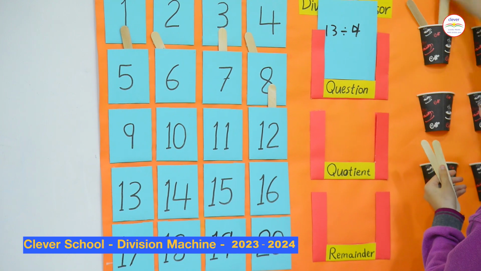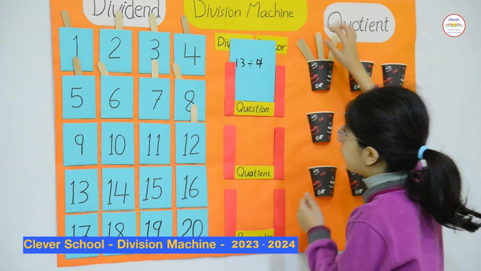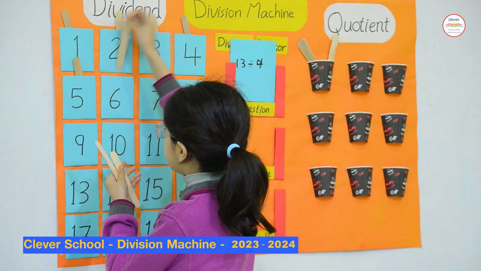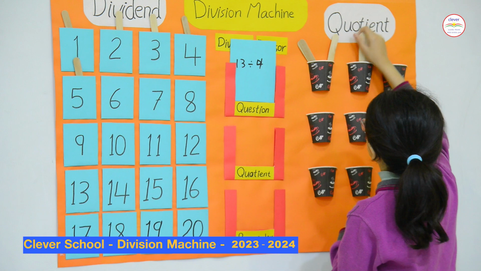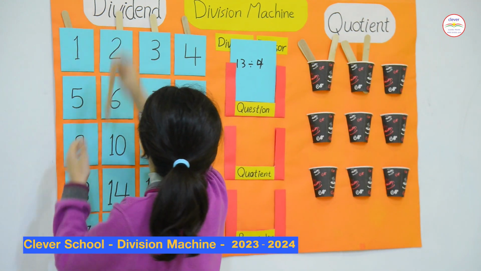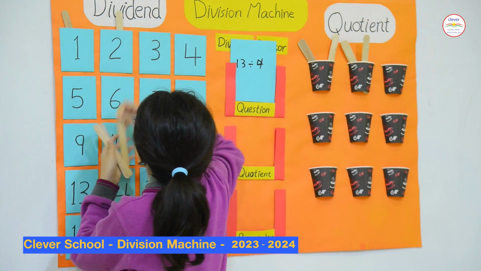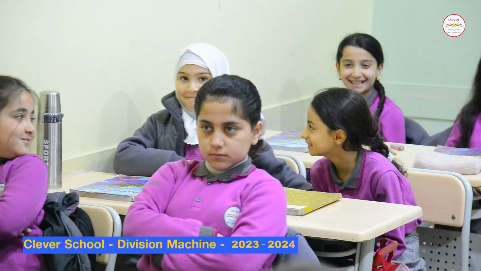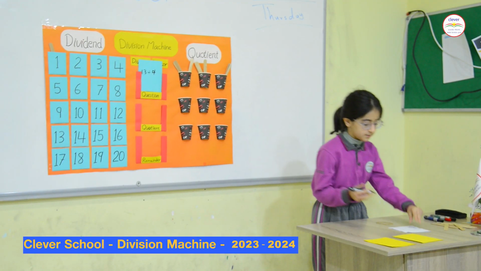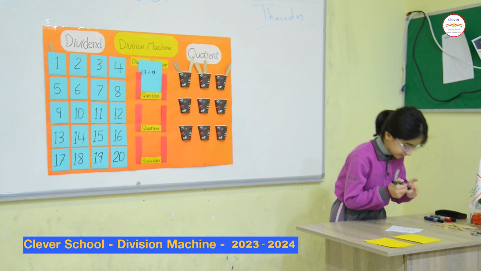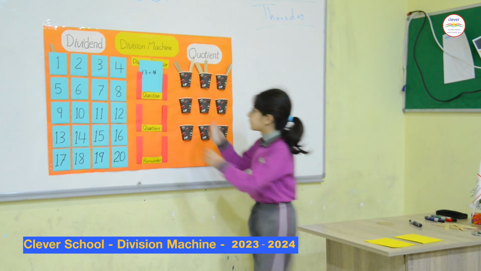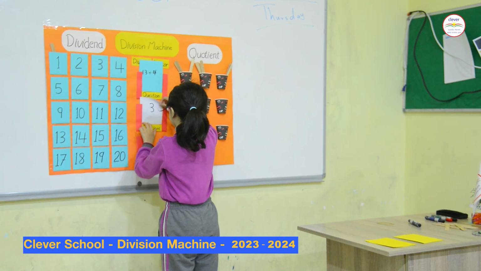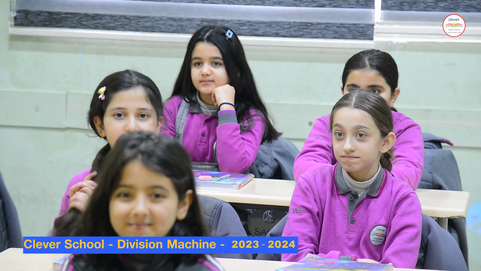1, 2, 3, 4. So the quotient is 3, and the remainder is 1.